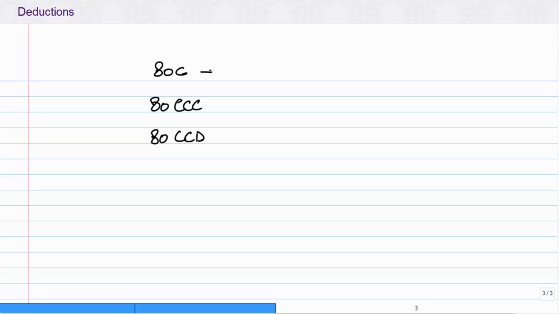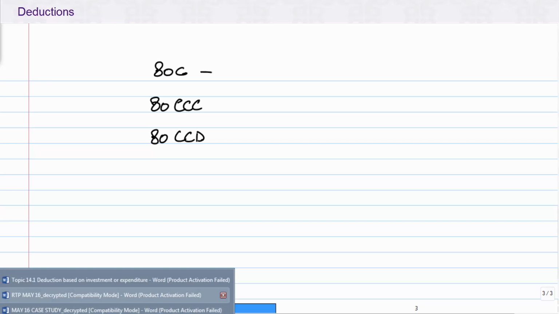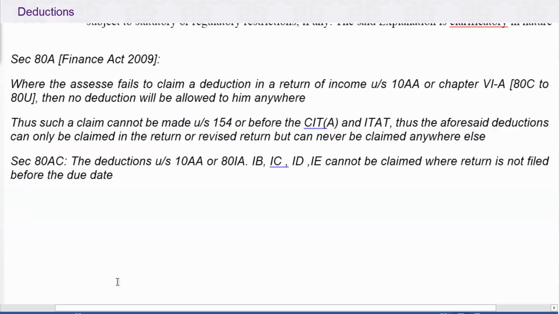Can I file a revised return to claim it? Is the assessing officer under an obligation to allow it to me? Tomorrow, if my case is taken up for scrutiny and then I realize, oops, I forgot to claim it, can I then claim it at that stage? So, when you open your notes, you will see that this point is given under 80A, and this point you will mark as important.